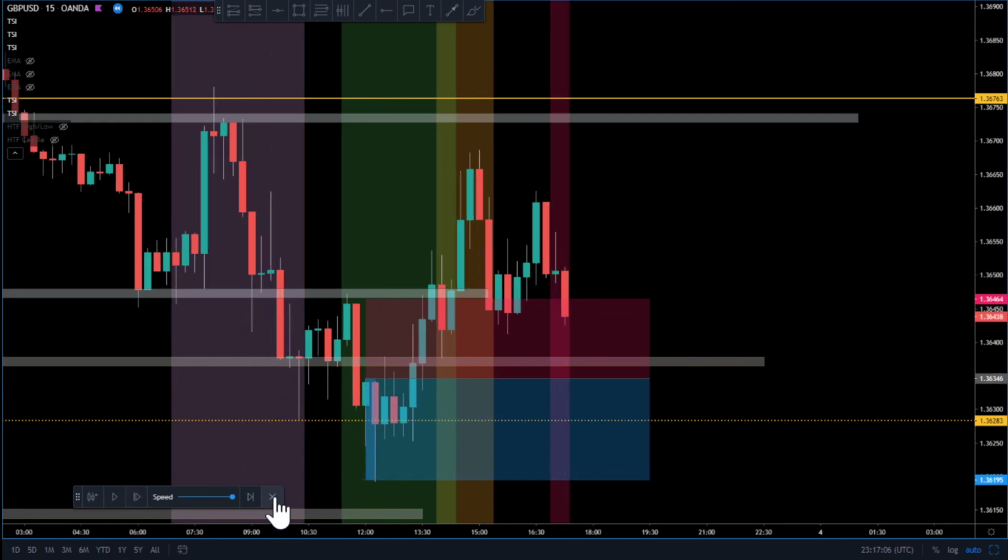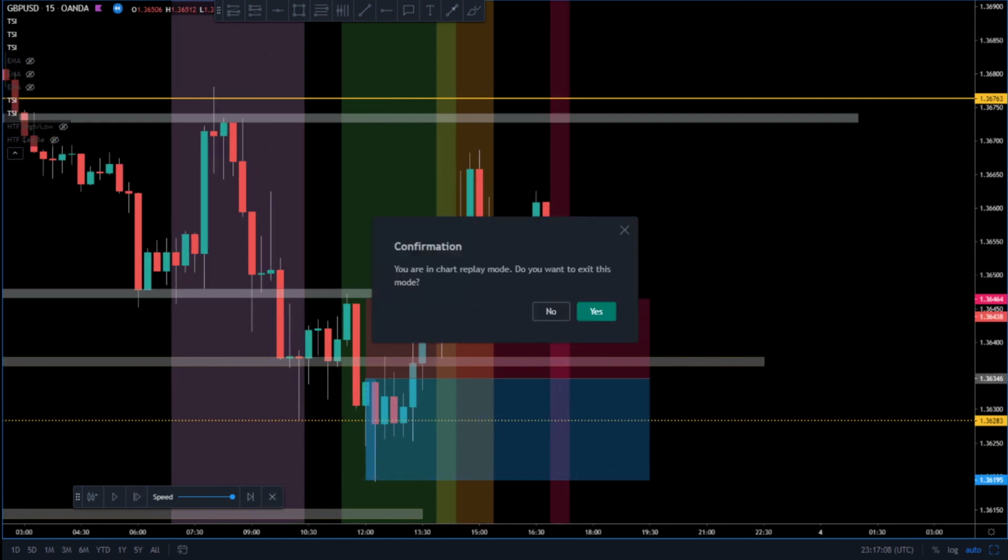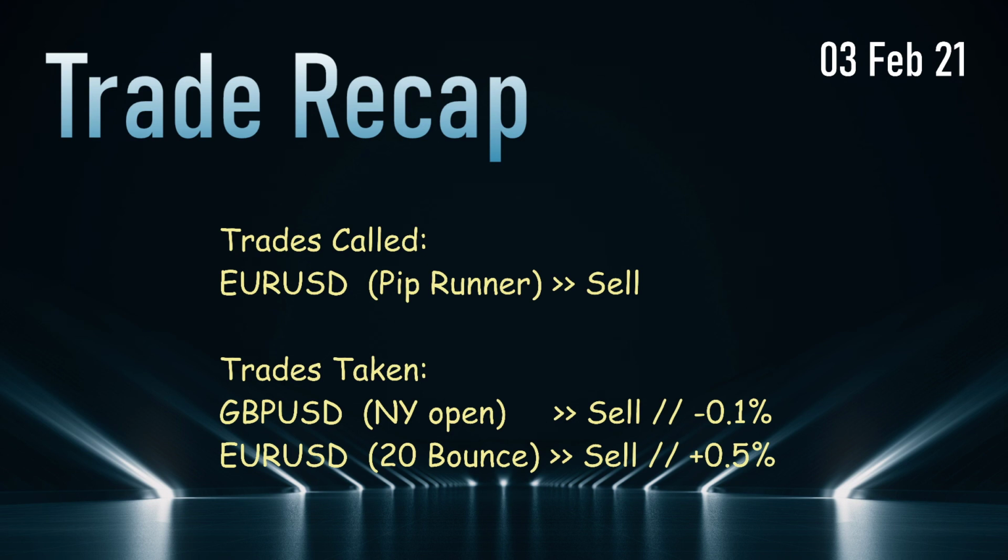So that's it. That's the trade recap for today. 3 trades. Euro USD, called that, but didn't take it, so couldn't bank any profits on that one. Pound US lost minus 0.1%. Euro USD risked 1% to make 0.5%. So overall, not too bad.